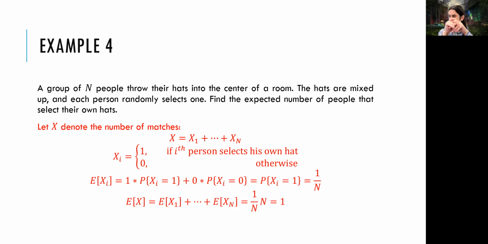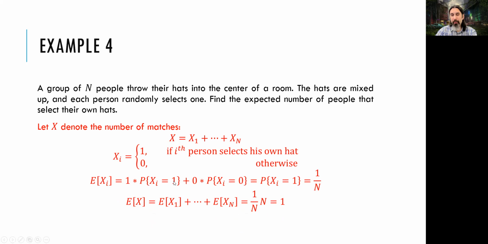The original x. Now, xi is 1 if he gets his own hat, and 0 otherwise. Now, we know that the expected value is 1 times P(xi=1) and 0 times P(xi=0), which in this case is going to fall away as well. So we just need to concentrate on this one: xi is equal to 1.